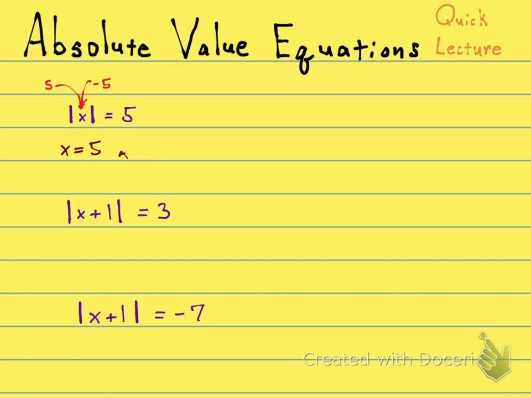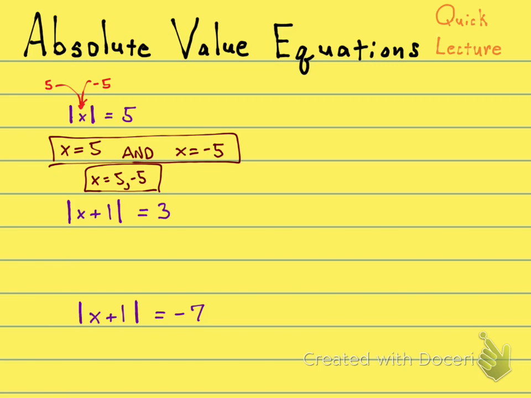The second equation is going to be x equals, and then we have to do the opposite of the other side. Negative 5. And you see that's going to be your two answers there. So you'd write it like this. You'd say x is 5, comma, negative 5.